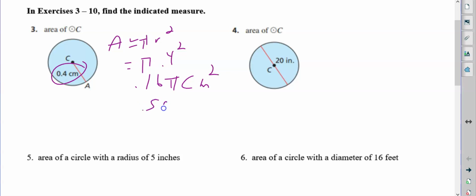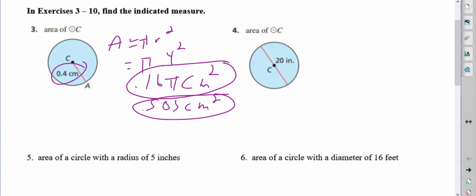But if you did multiply it out, you might get this. And again, this could change based on whether or not you use the pi symbol or 3.14. It could be like one digit off.